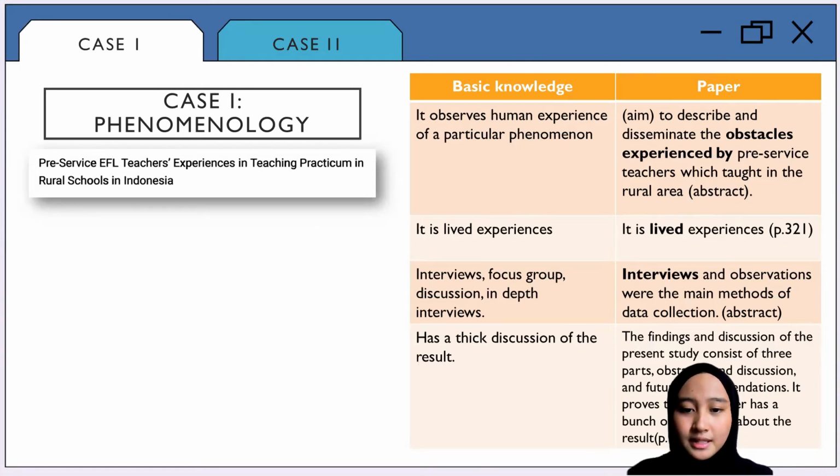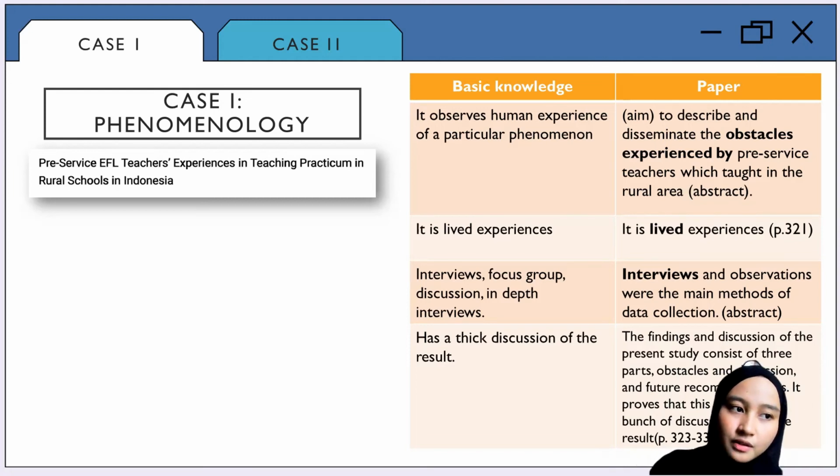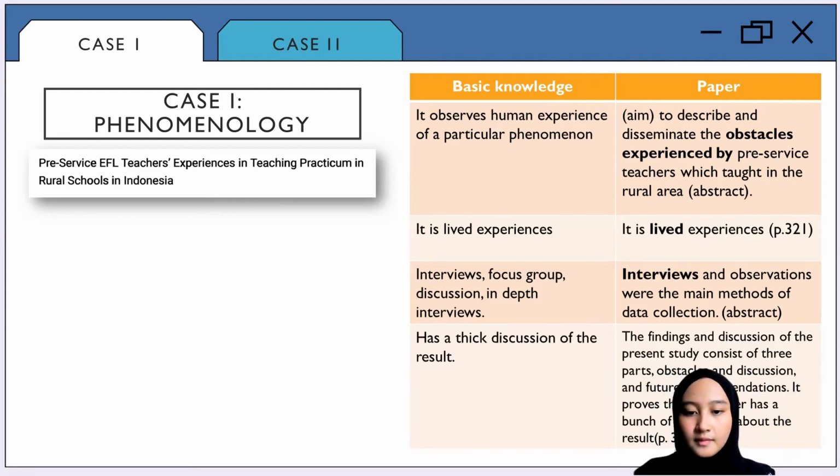This really happened. Next, phenomenology can use interviews, focus group discussions, and in-depth interviews. In this paper, it uses interviews and observations as the main methods of data collection. You can find it in the abstract. Next, it has a thick discussion of the results. If you go further into the findings on pages 323 to 339, there are a bunch of explanations about the results and the discussion.